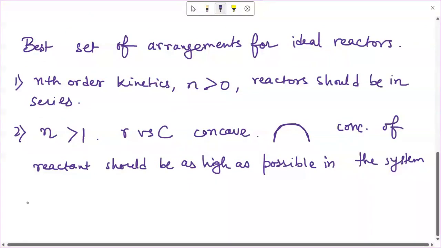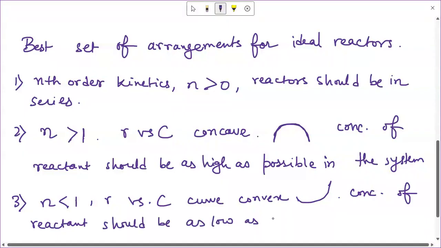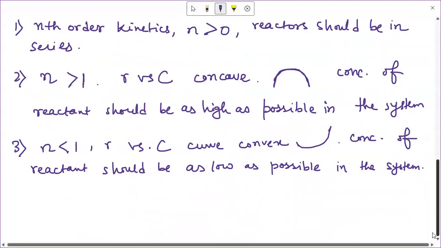When you have n less than 1, then this R versus C curve becomes convex. That means it will look something like this. So in this case, the concentration of the reactant should be as low as possible. So accordingly, you have to order the system.